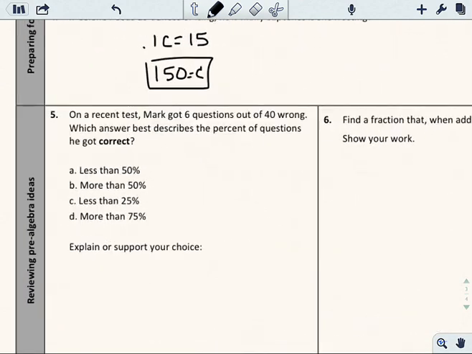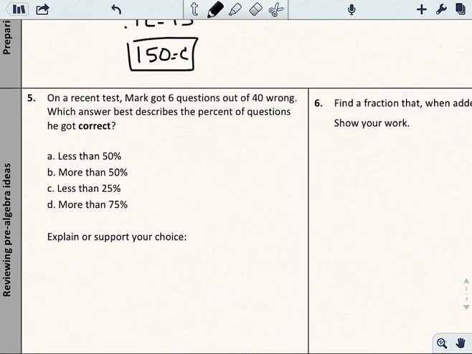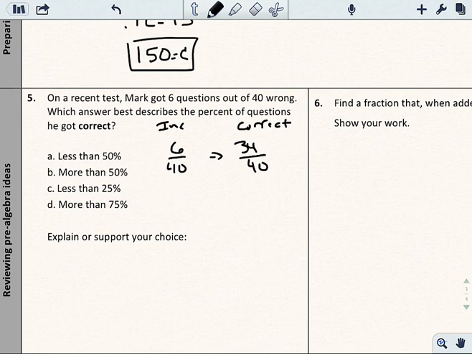On a recent test, Mark got 6 questions out of 40 wrong. Which answer best describes the percent of questions he got correct? Well, check this out. If he got 6 out of 40 incorrect, that means he had to have had 34 out of 40 correct. Because if he missed 6 out of 40, that means 34 he didn't miss.